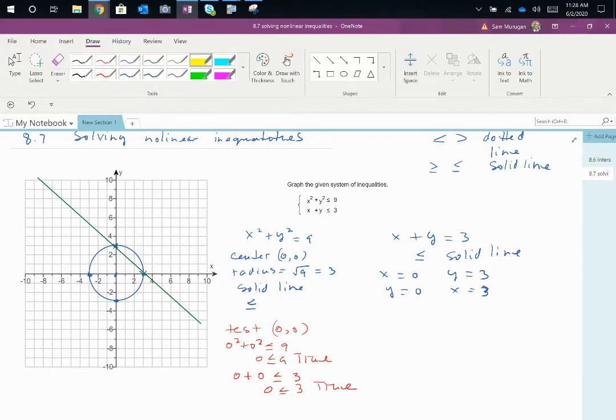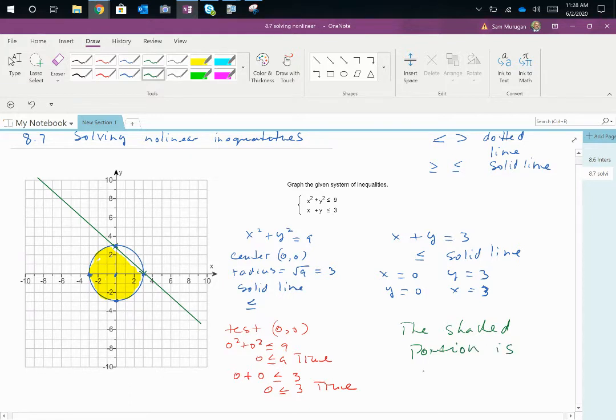So this is telling us immediately that the shading for this circle is in this area where the point 0, 0 is located. Now, if one of these were false, then we would have to go and try another part of the circle. Okay, so that tells us where the shading is. The shaded portion is the solution. The shaded portion is the solution.